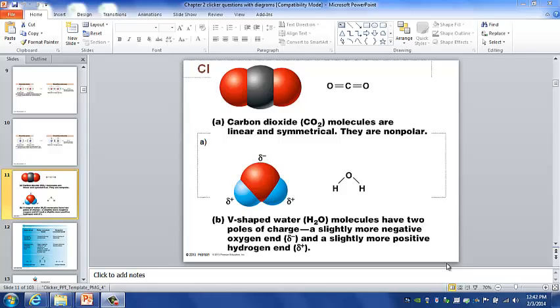How many valence electrons does hydrogen have? 1. How many valence electrons does helium have? 2. Good.